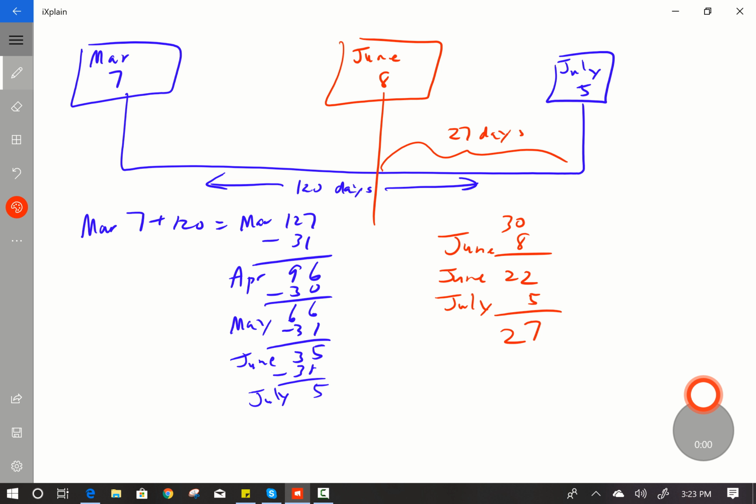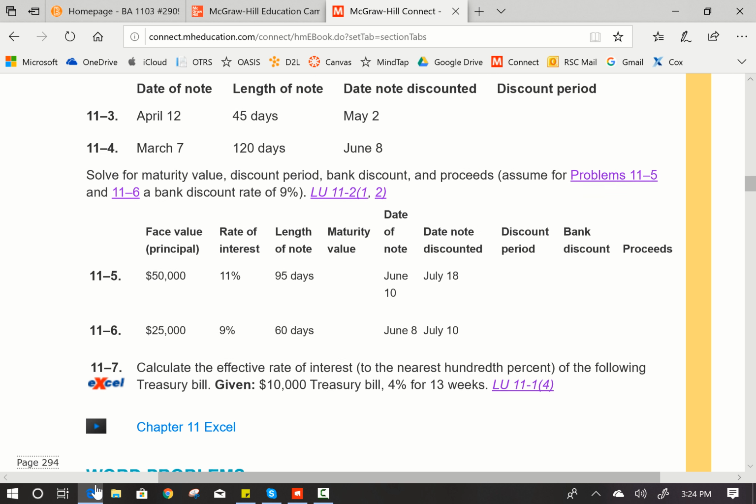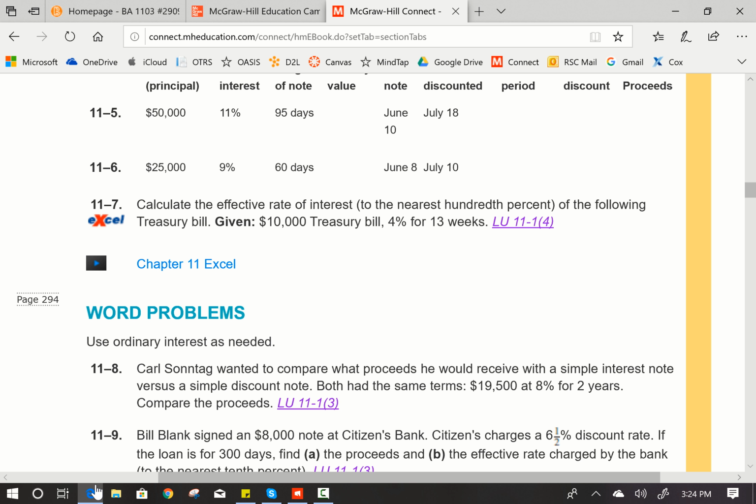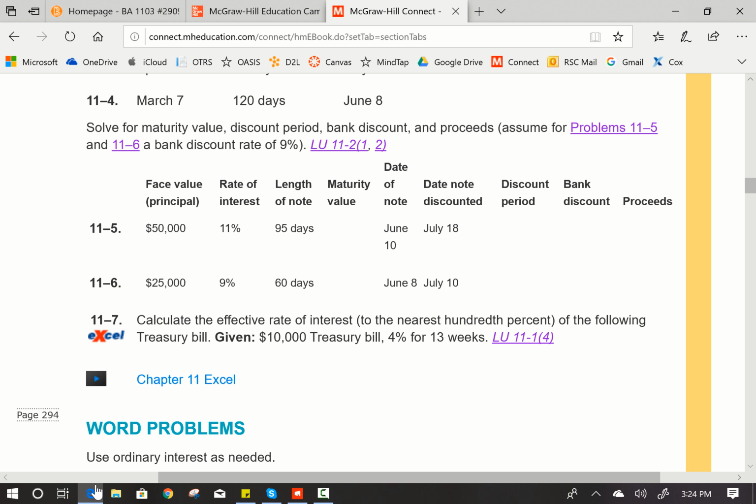Okay, let's go ahead and take a look at the full problem. We're going to solve for steps 1, 2, 3, and 4. Here we go, right here. Number 5, the principal is $50,000. And we'll solve for the maturity value, the discount period, the bank discount, and the proceeds. Assume that numbers 5 and 6 have a bank discount rate of 9% interest.